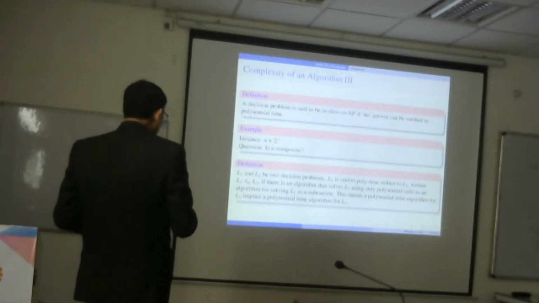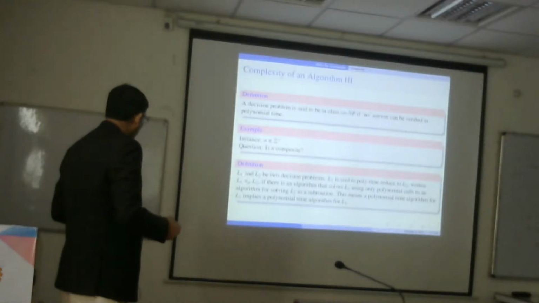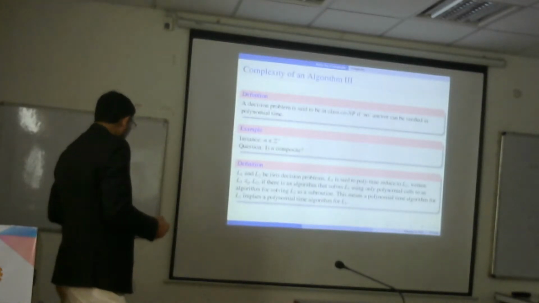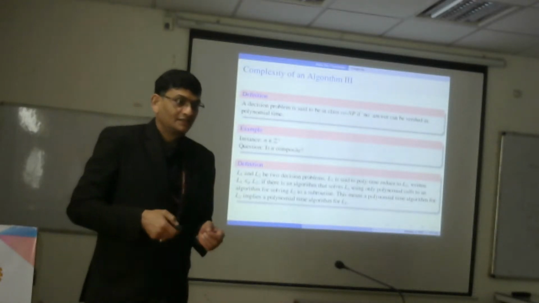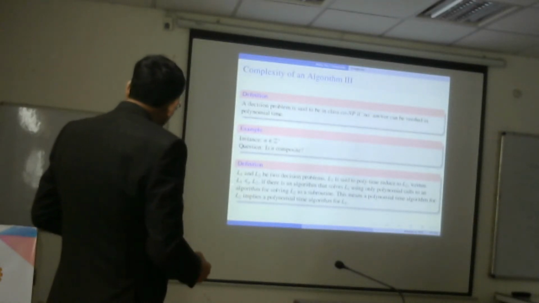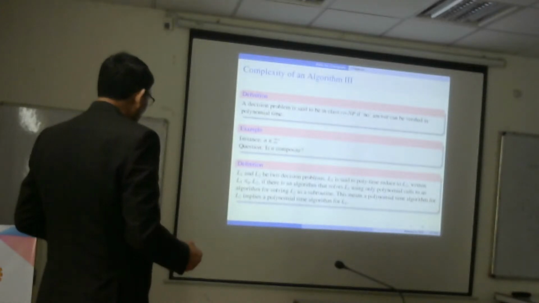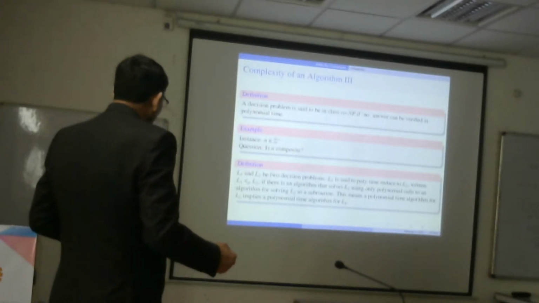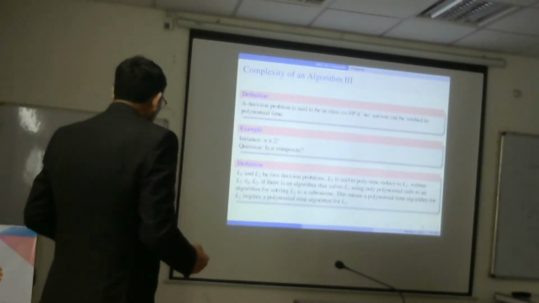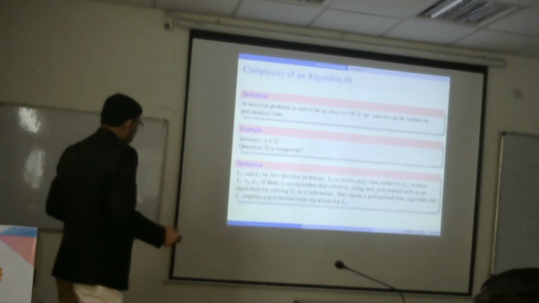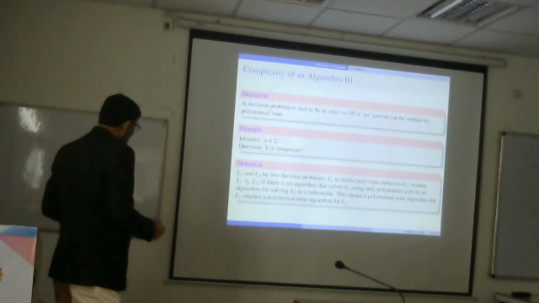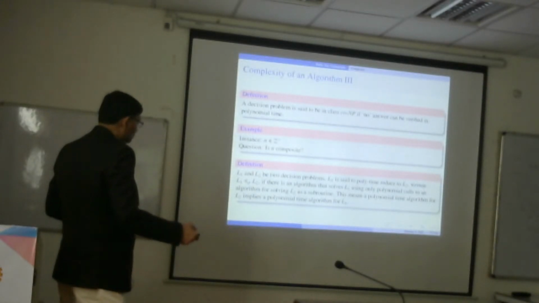Now we have a certain kind of decision problems, when two problems are equivalent. Suppose we have two decision problems, L1 and L2. When will we call them equivalent problems? L1 has to be polynomially reduced to L2. So first the polynomially reduced problem, and then the equivalent problem. L1 is said to be polynomially reduced to L2.